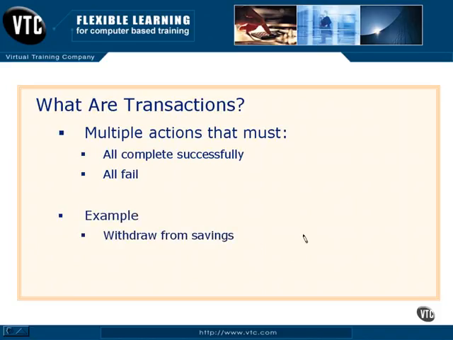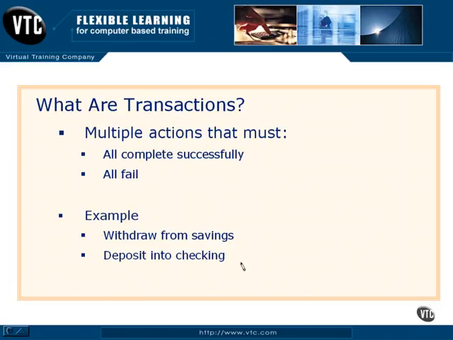You go online to your bank and you want to withdraw some money from savings, and then you want to deposit it into your checking account. Okay, you want to do it all over the internet. Well, think about what's going on here. If you withdraw from savings and then can't deposit into your checking account, what do you want to happen to that money that you just withdrew from savings? You want it to go back into your savings account automatically, right? You want this thing to fail and nothing to happen.